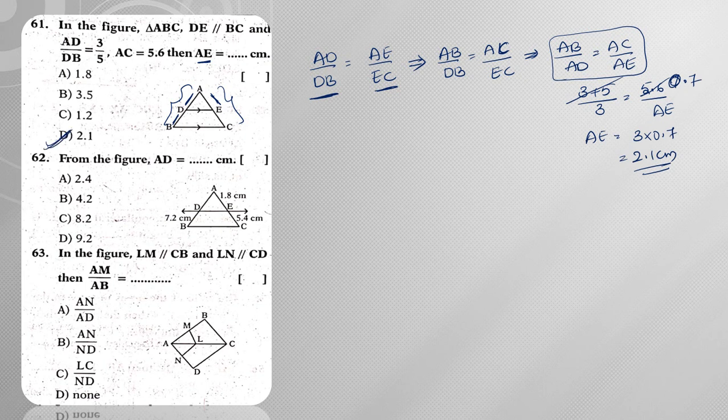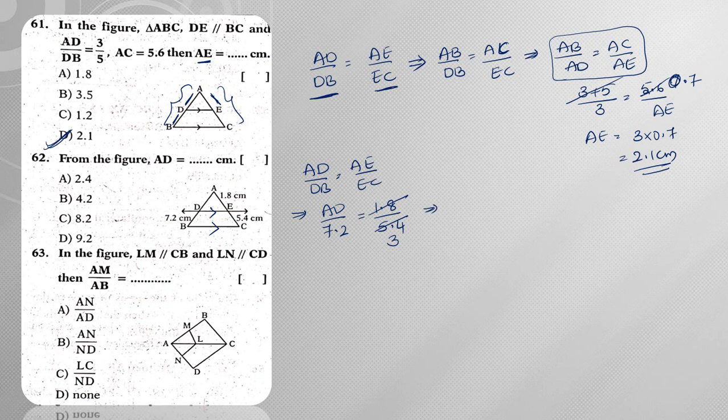Next, coming to question number 62. So here clearly, these two lines are parallel. By using the BPT theorem, we can say that AD by DB is equal to AE by EC. Now substituting the values, since we need to find the AD value, AD by DB is 7.2, equal to 1.8 divided by 5.4. 8 threes are 54, so 1.8 into 3 is 5.4.